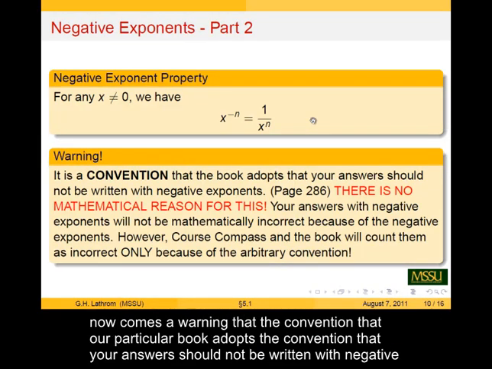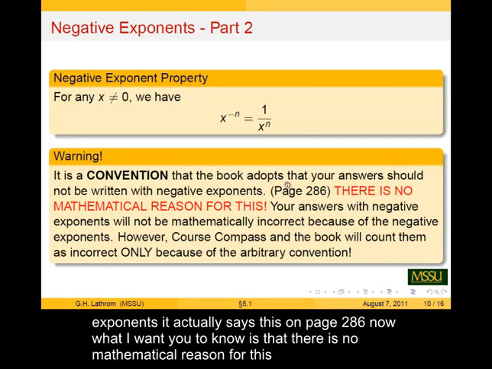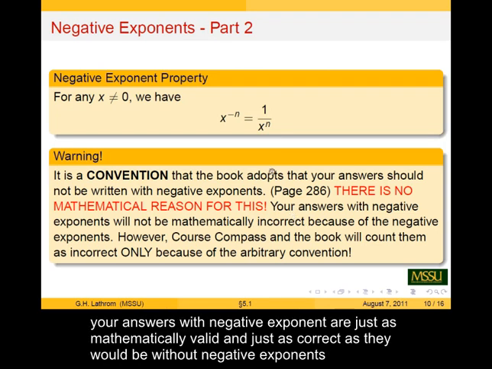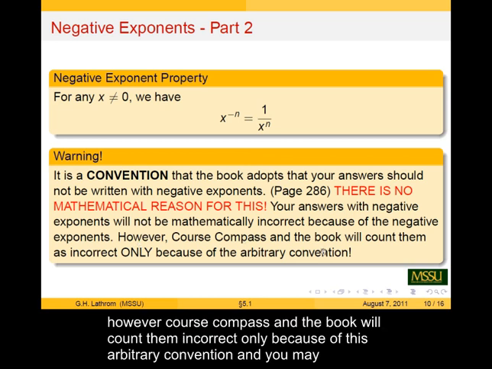Now comes a warning: a convention that our particular book adopts is that your answers should not be written with negative exponents. It actually says this on page 286. Now, what I want you to know is that there is no mathematical reason for this. Your answers with negative exponents are just as mathematically valid and just as correct as they would be without negative exponents. However, Course Compass and the book will count them incorrect only because of this arbitrary convention.